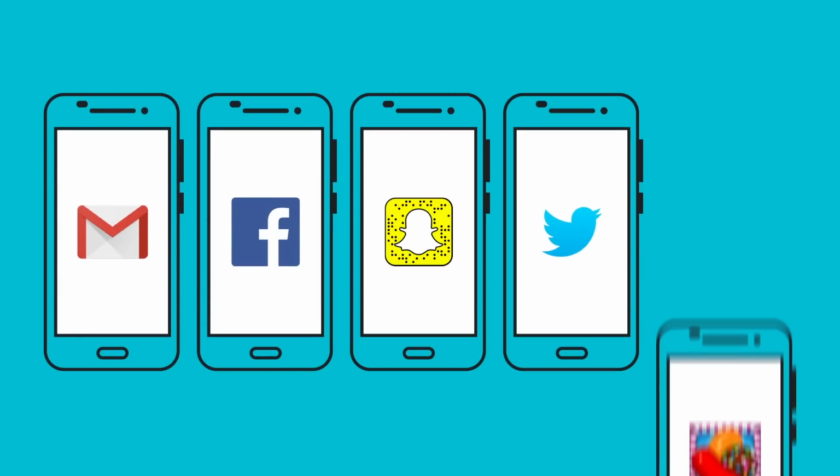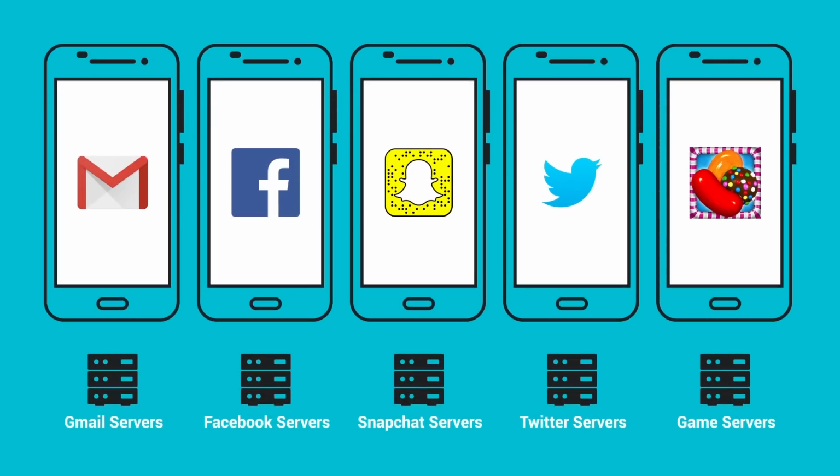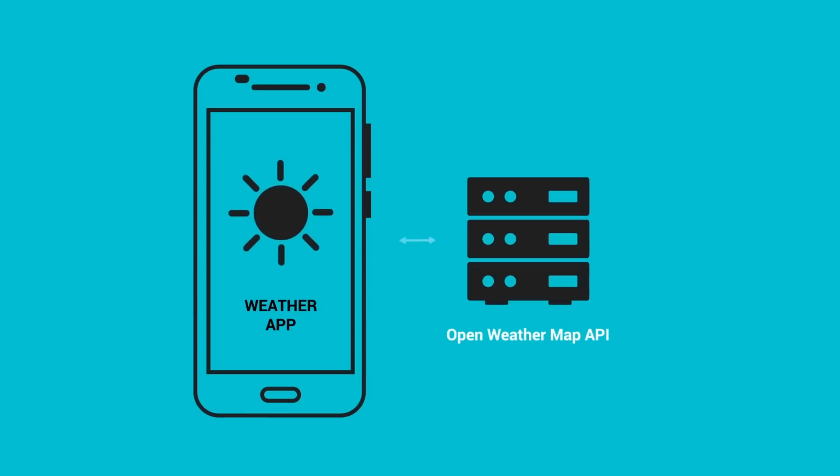Gmail, Facebook, Snapchat, Twitter, and the majority of mobile games all share one thing in common. In some way, they all require an internet connection to get data from a server. Even a simple weather app gets its information from the web. In the most general sense, to have an app that connects to the internet, you're going to need two things: a client app and a web server.